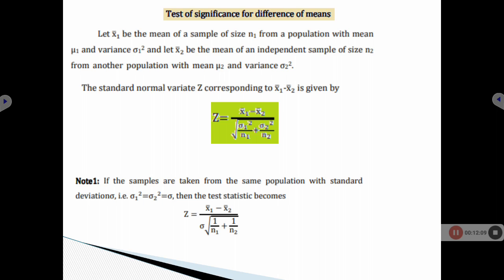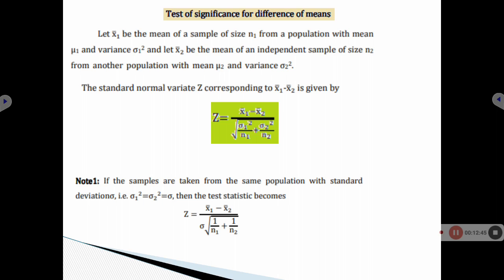The standard normal variate z corresponding to x1 bar minus x2 bar is given by z is equal to x1 bar minus x2 bar divided by square root of sigma 1 square divided by n1 plus sigma 2 square divided by n2. This is the formula we are going to use as the test statistic in the test of significance for difference of mean. If the samples are taken from the same population with standard deviation sigma, then sigma 1 square and sigma 2 square will both be equal to sigma square.